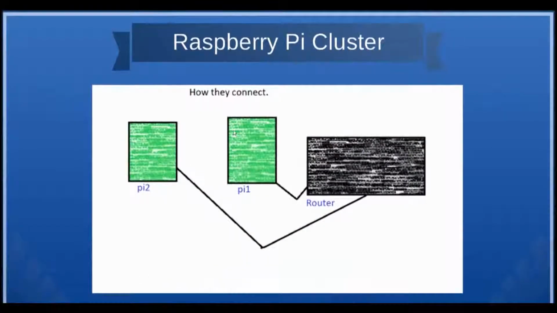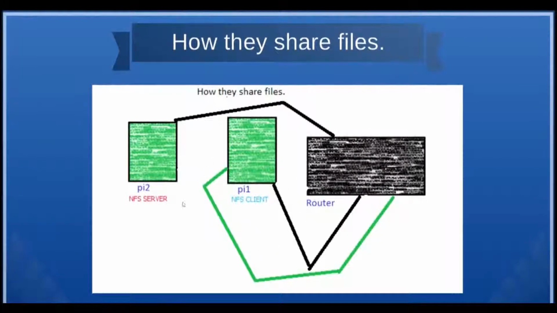So, this is going to be a Raspberry Pi cluster. Now, how they connect is going to be very important because they need to be able to talk to each other. So, they're each going to be plugged in via Ethernet or Wi-Fi and are going to connect to the router. They're going to need to share files somehow because there's a file that is going to list their IP addresses. So it's going to be very important to what I'm doing.